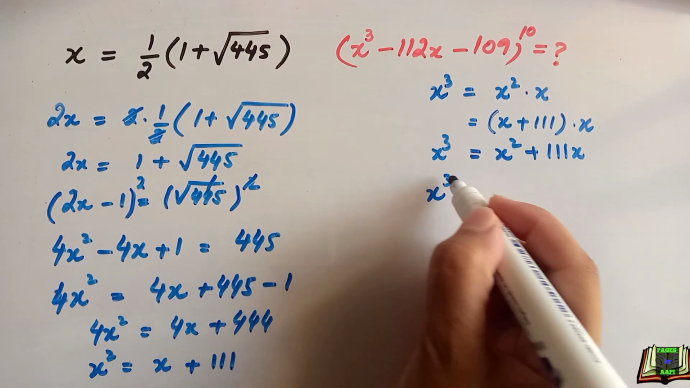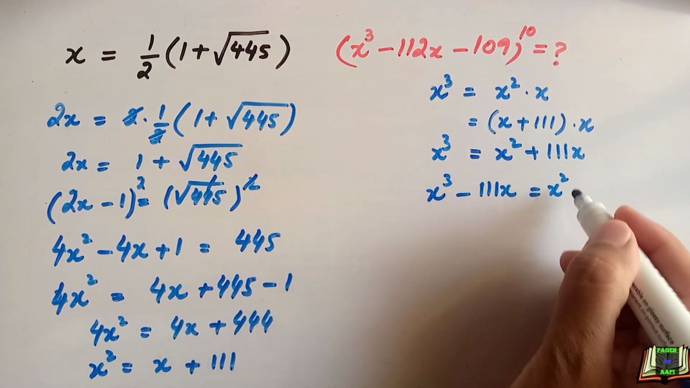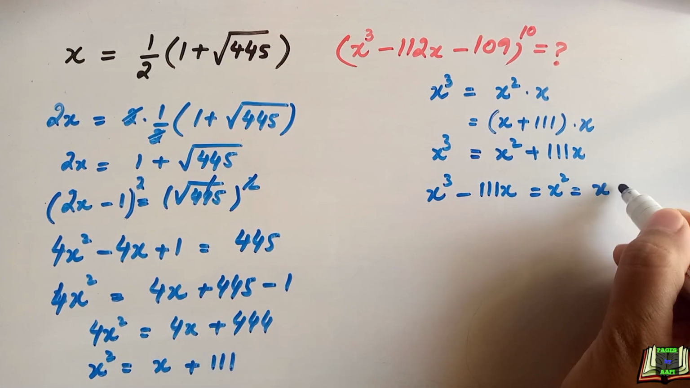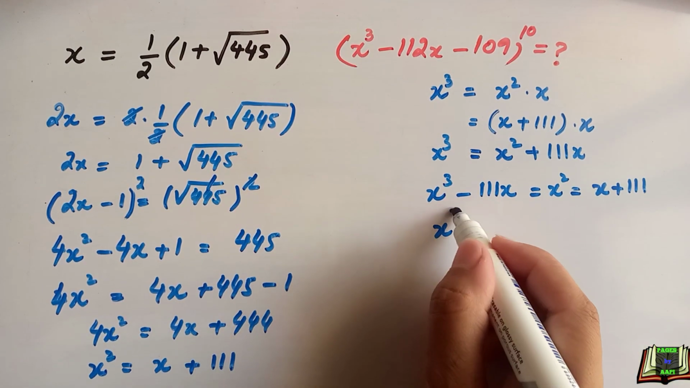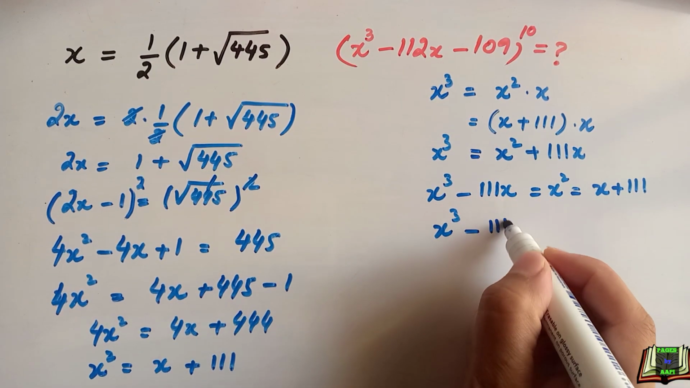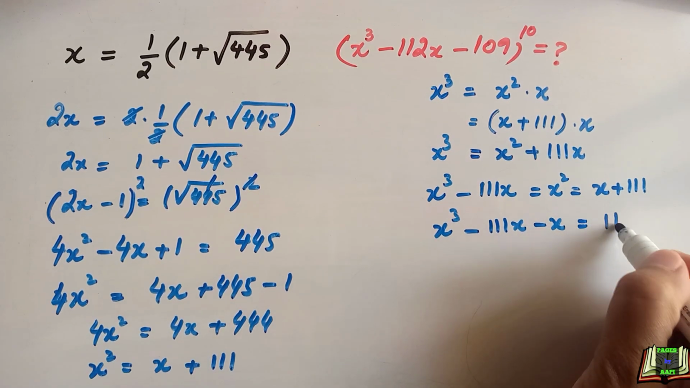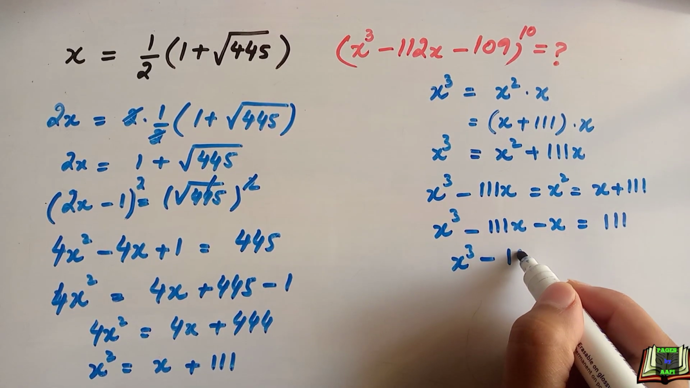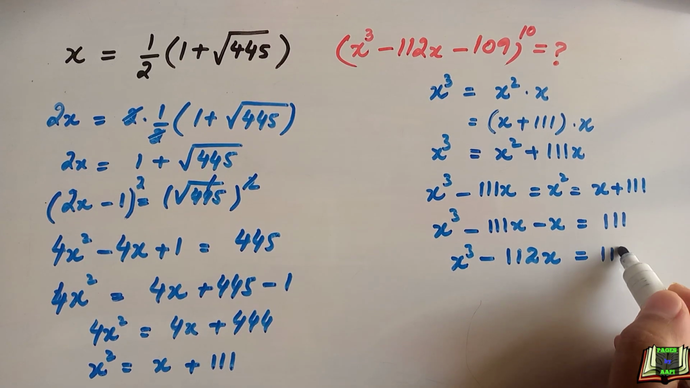In the next step we will take this 111x to the left hand side, so it will become negative. x cube minus 111x is equal to x square, and x square is equal to x plus 111. Now x cube minus 111x, and this x to the left hand side, so it will become negative, is equal to 111. After adding these two numbers we got x cube minus 112x, the sign is negative, is equal to 111.